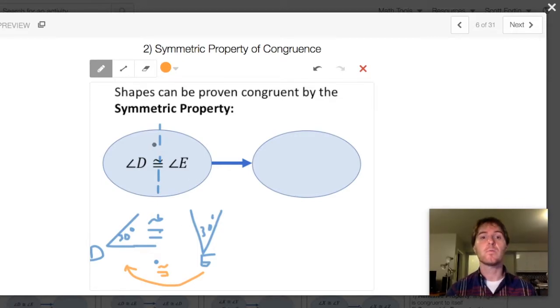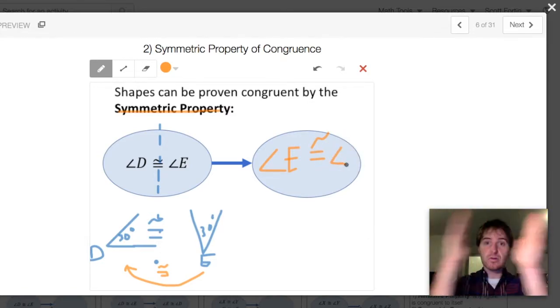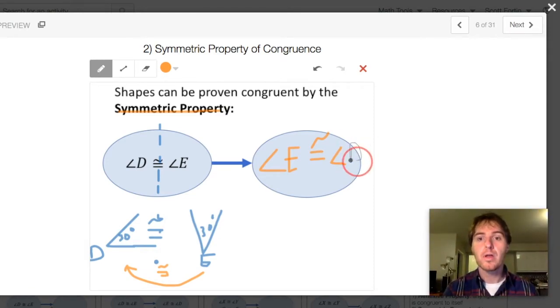So this is sort of a silly one. It doesn't really come up very often, but this is the symmetric property. What it does is it tells us that the side of the congruent symbol does not matter. You guys remember the line of symmetry of a parabola, for instance, where the left side looks exactly like the right side. So symmetric property means it doesn't matter where we put our congruent shapes, or which shapes we choose to say first. Angle E congruent to angle D is the same thing as angle D congruent to angle E. Doesn't really matter at all.